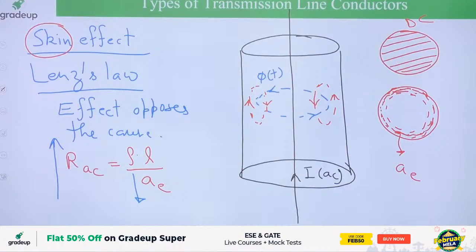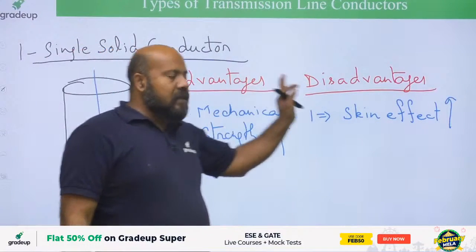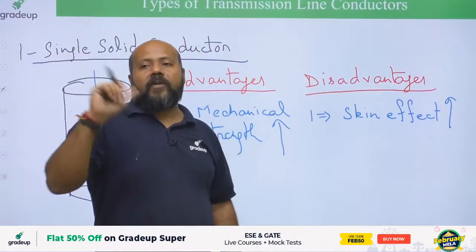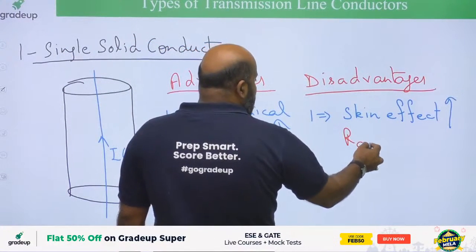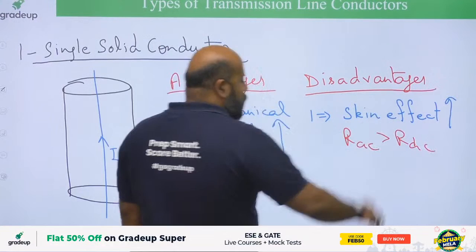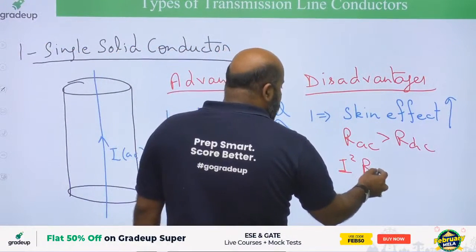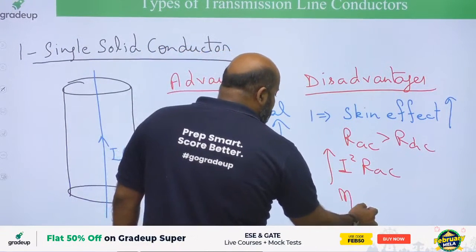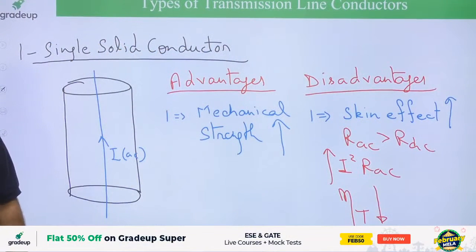Extremely important thing we are discussing. So we have concluded that the most important disadvantage of using a single solid conductor is that skin effect is going to be very high. If skin effect is very high, it means AC resistance is going to be more than DC resistance. If resistance is more, my friend, I square R losses are going to be more. If I square R losses are more, then the efficiency of power transmission is going to be less. Are you able to follow this?